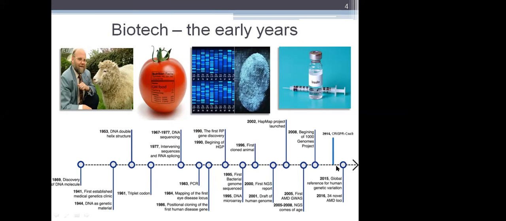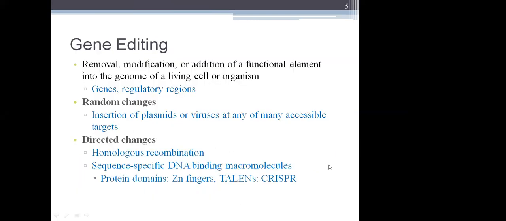But before the formation of this technology, I will go into a little bit about how it came to this technology. So first of all, what is gene editing? It is a very simple definition: it is the removal, modification, or addition of a functional element into the genome of a living cell or organism. We can also call it genetic engineering.